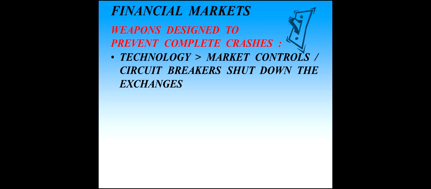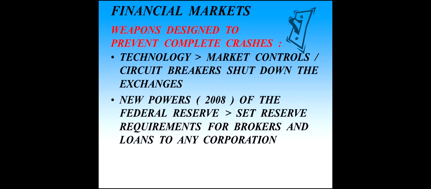Now here come the controversial weapons designed to prevent complete crashes. The first is new powers in 2008 that were given to the Federal Reserve Bank and system to be able to set reserve requirements for brokers and loans, and also offer loans to any corporation. Now this fringes upon, in many people's minds, our free market principles in terms of government or quasi-government institutions sticking their arms deeply into the free market. So that's why this has been controversial.